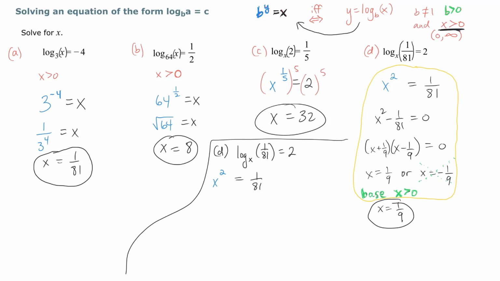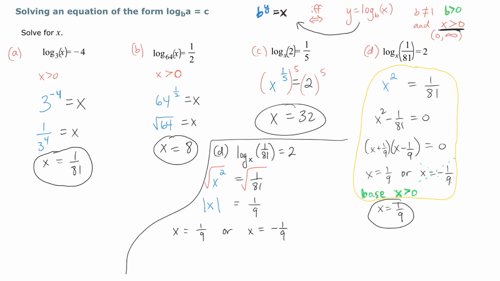Some people might take the square root of both sides, and the square root function usually causes some complications. The square root of x squared, by definition, is actually the absolute value of x. So the absolute value of x is now equal to 1/9. But how do we solve an absolute value equation? We have two cases: x equals 1/9, or x equals -1/9.